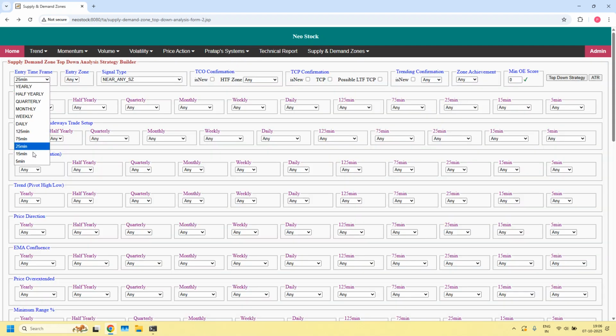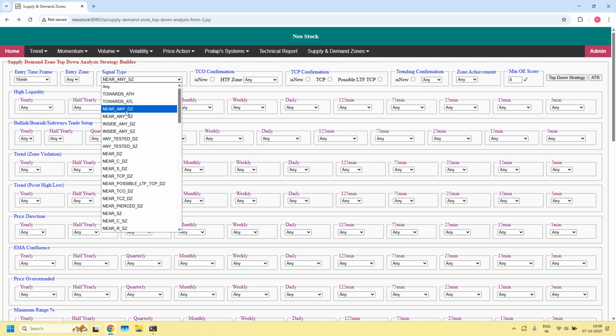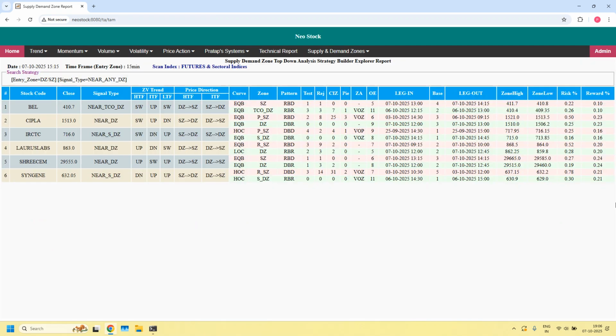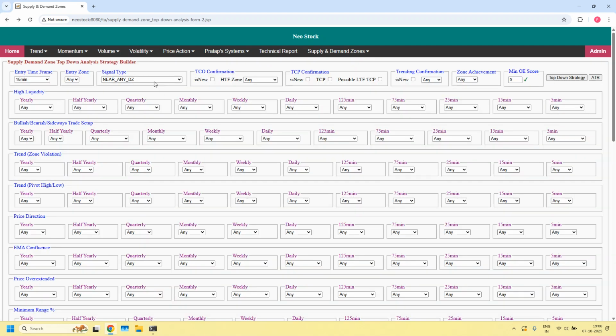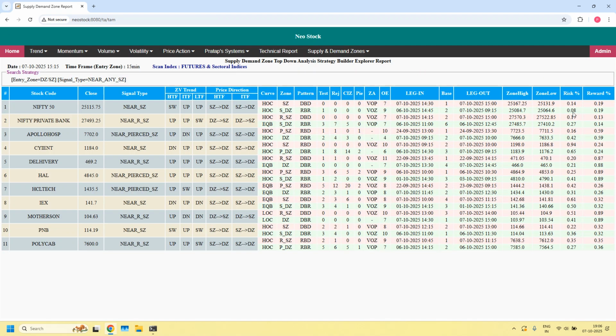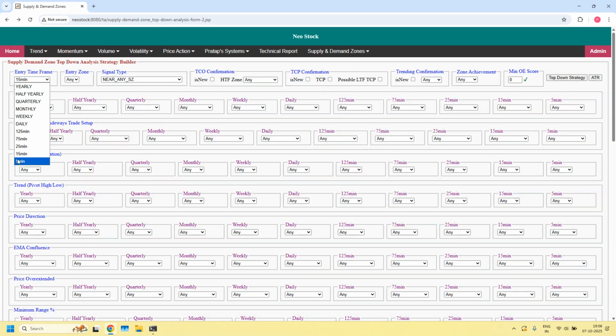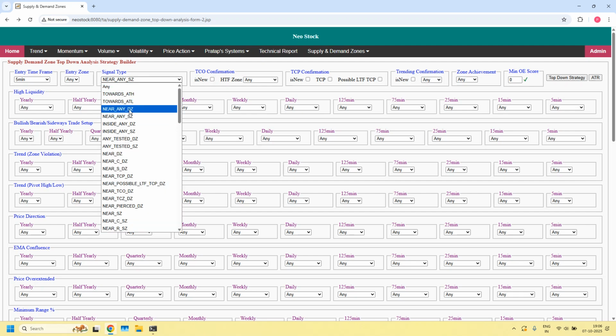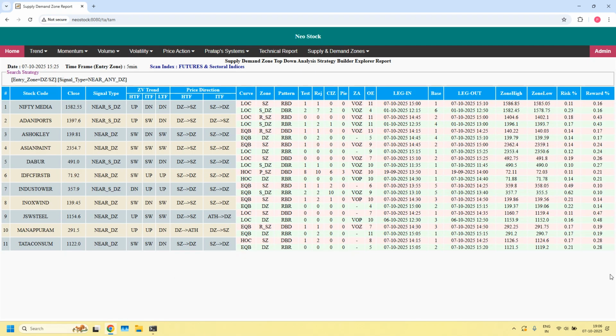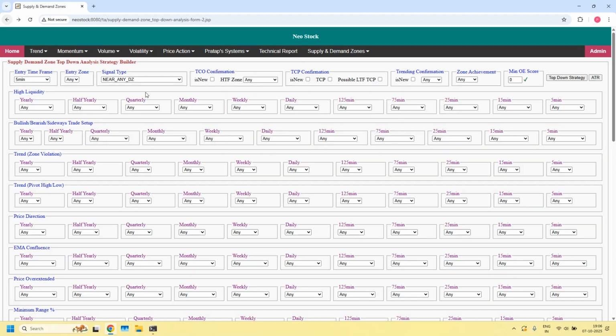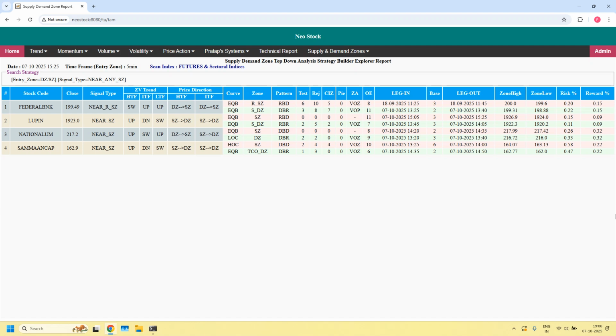Next time frame is 15 minutes. Stocks near to the 15 minutes demand zone, we got 6 stocks. Next, stocks near to the 15 minute supply zone, we got 11 stocks. Next time frame is 5 minutes. Stocks near to the 5 minutes demand zone, we got 11 stocks. Next, stocks near to the 5 minute supply zone, we got 4 stocks.